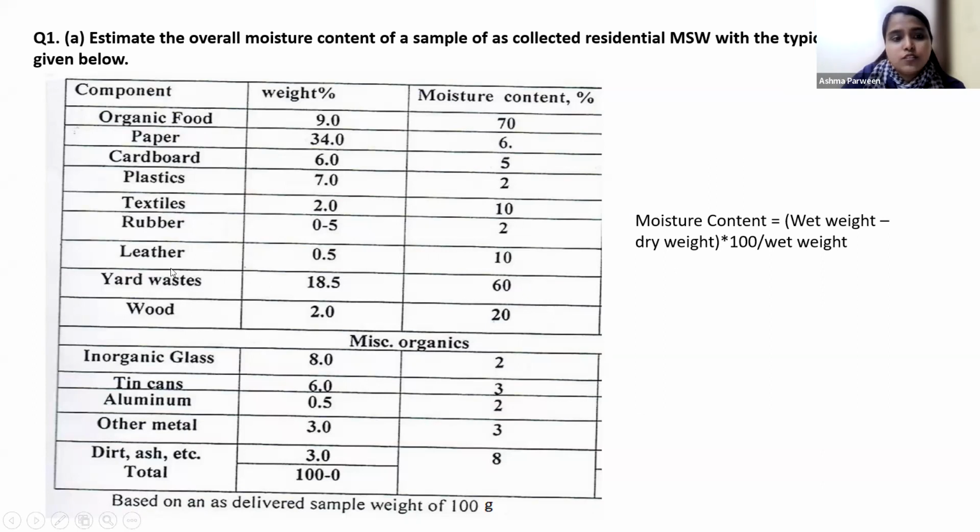Since it is a very lengthy question, you just solve for organic food, paper, cardboard, and plastic. What is the dry weight and what is the wet weight of these four? And then we will proceed towards moisture content. So I'll give you 4 minutes to find out the wet weight and dry weight of organic food, paper, cardboard, and plastic.